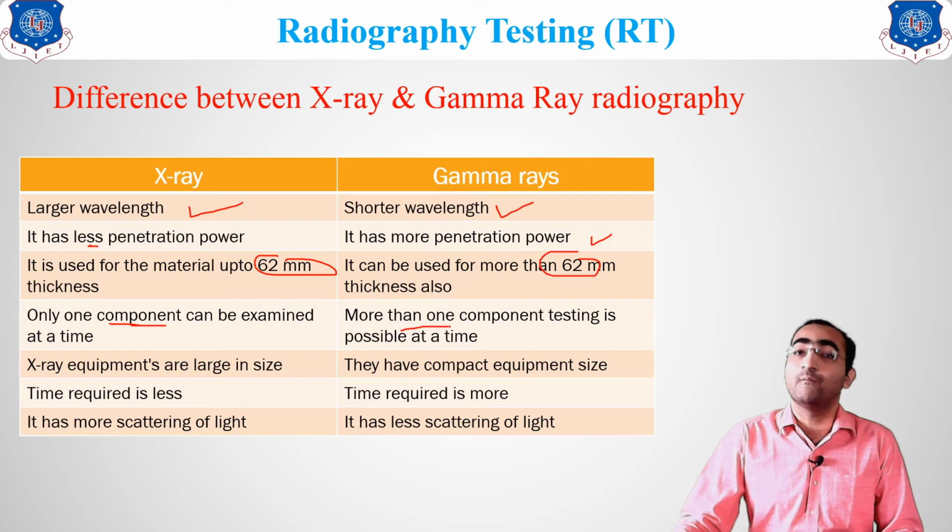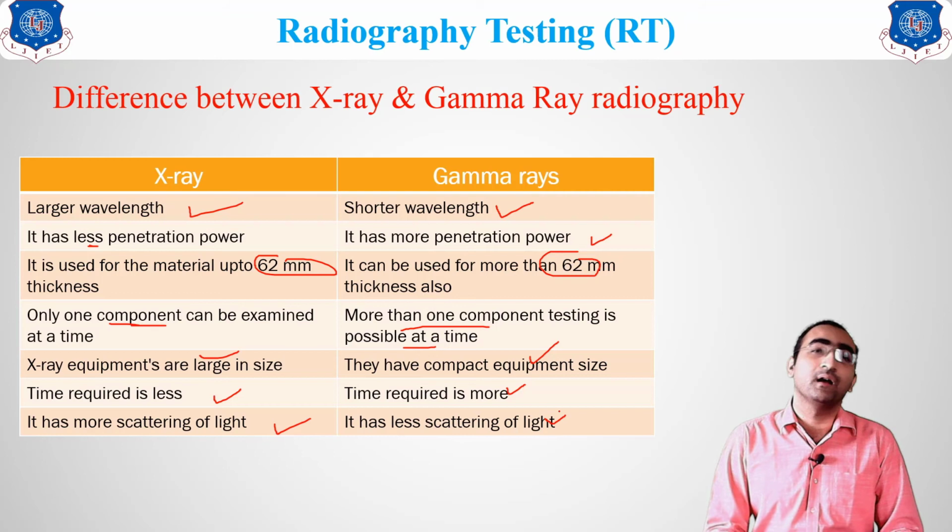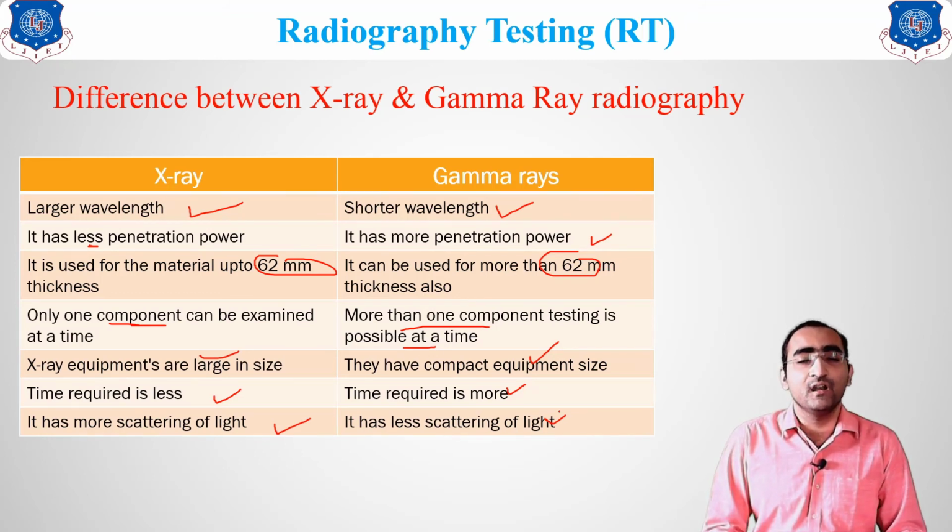With gamma rays, as we saw, defects can be found in more than one component at a time. X-ray equipment is larger in size, whereas gamma ray equipment is compact. Why? Because we are using only cobalt 60, so it is a very small instrument. Time required for X-rays is less. For gamma rays, time required is more because the decaying of the element takes somewhat more time compared to X-rays. Scattering of light is more in X-rays, whereas it is less in gamma rays. Clear? So this was your radiographic technique.